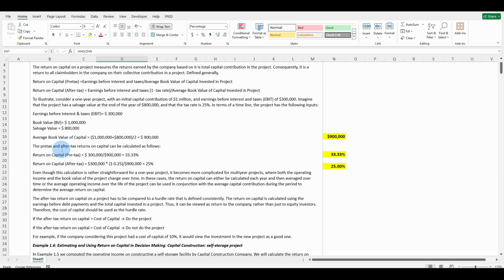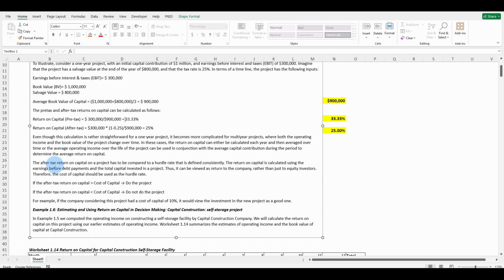The pre-tax and after-tax return on capital can be calculated as follows. Return on capital, pre-tax, EBIT divided by total capital equals 33%. Return on capital after tax: $300,000 times 75% of this earnings, after the 25% tax.